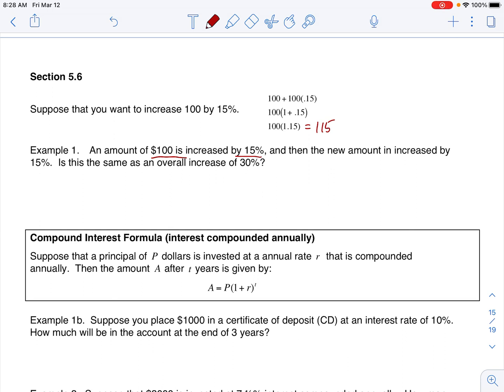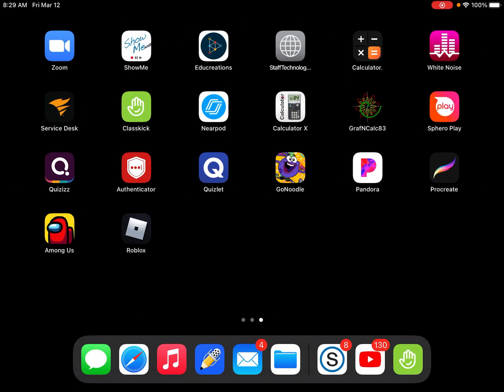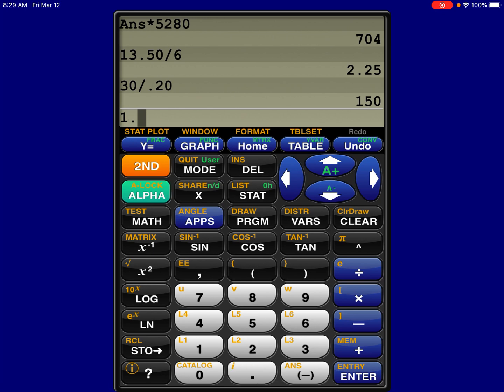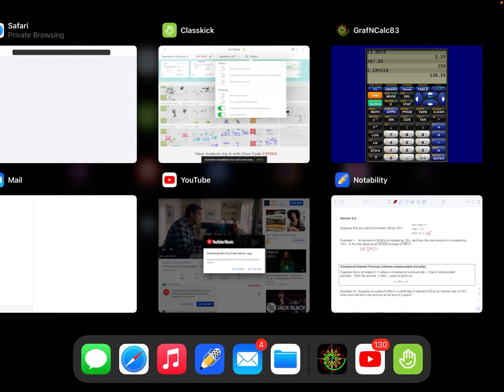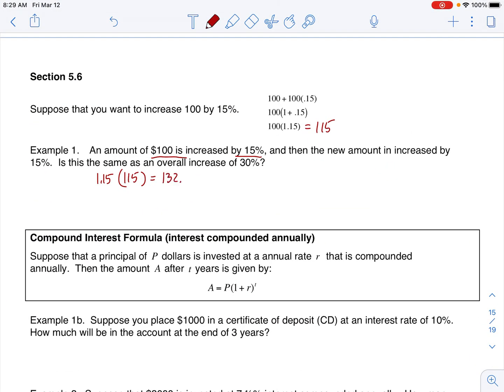So that gives you $115, right? Then the new amount is increased by 15%. So if I have $115 and then I increase that by another 15%, that's like multiplying by 1.15. Let me grab my calculator. And so I get 132.25. That's what I get when I do the 115 times another 15%, et cetera.